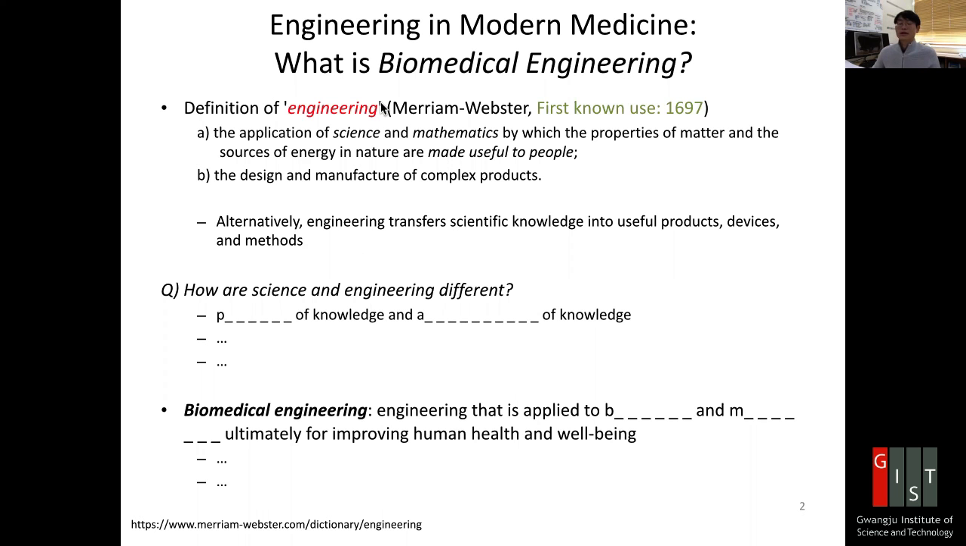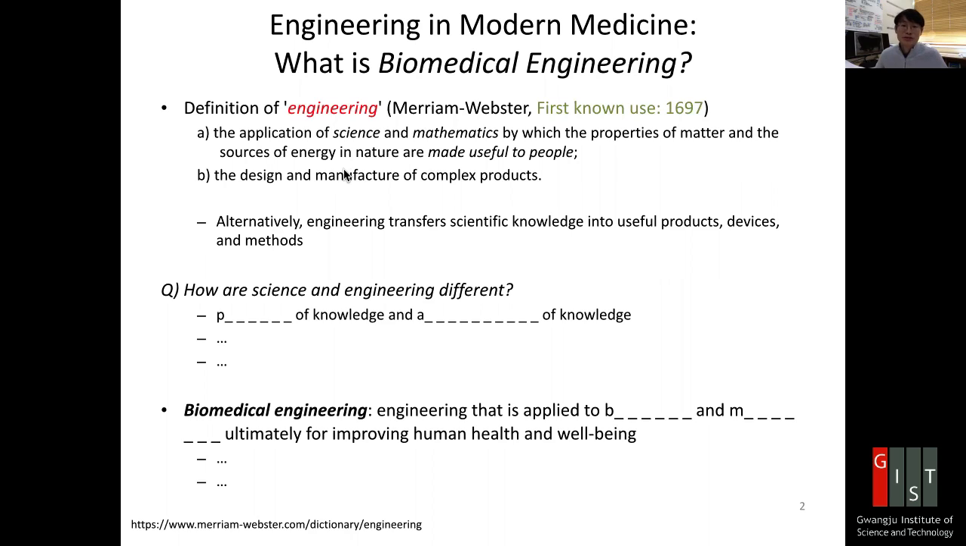So, engineering first, we need to know or discuss what is engineering. From Merriam-Webster's dictionary, engineering was first used in 1697. Engineering can be defined as the application of science and mathematics by which the properties of matter and sources of energy in nature are made useful to human beings.